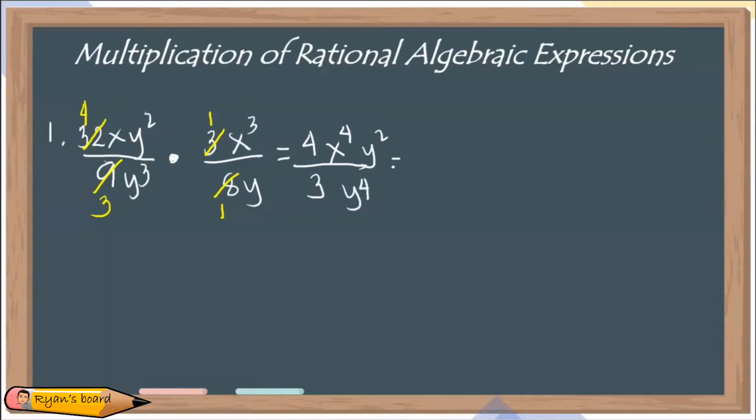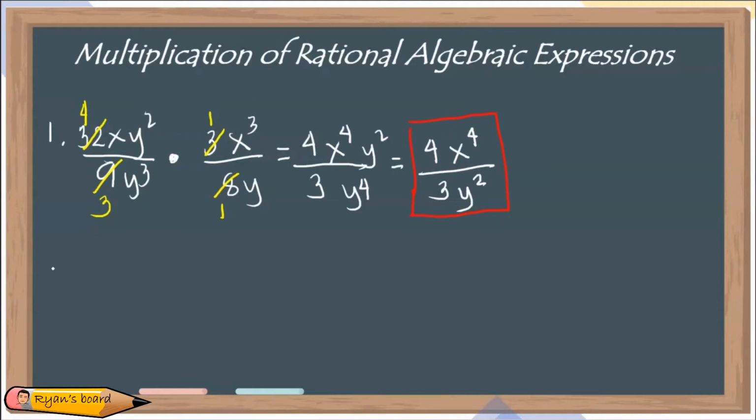Now, we apply the quotient rule. Ang gagawin natin ay subtract the exponents of the same variable. Since wala namang x sa denominator, we just copy x to the 4th power. Then subtract the exponents of y. Since mas malaki ang exponent ng denominator, sa denominator natin ilalagay yung y. Okay? So 4 minus 2, that is 2. So this is now our answer: 4x to the 4th power over 3y squared.